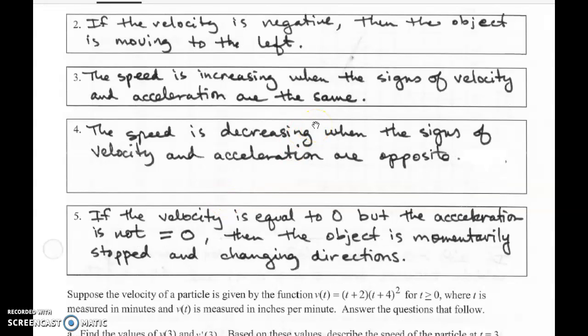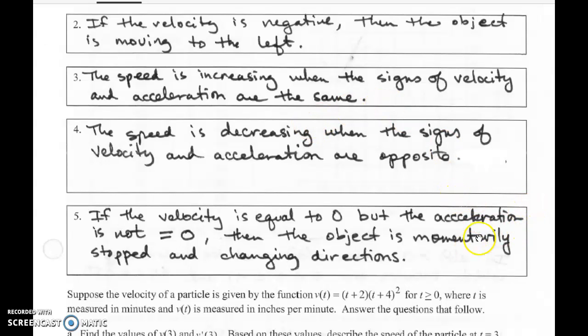And then the last thing: if the velocity is equal to 0 but the acceleration is not equal to 0, then the object is momentarily stopped and changing directions. That's just talking about your relative mins and maxes. By the way, we don't always use the phrase "we are stopped." Sometimes we say "when the particle is at rest." So be ready for some of those key terms as we move forward.